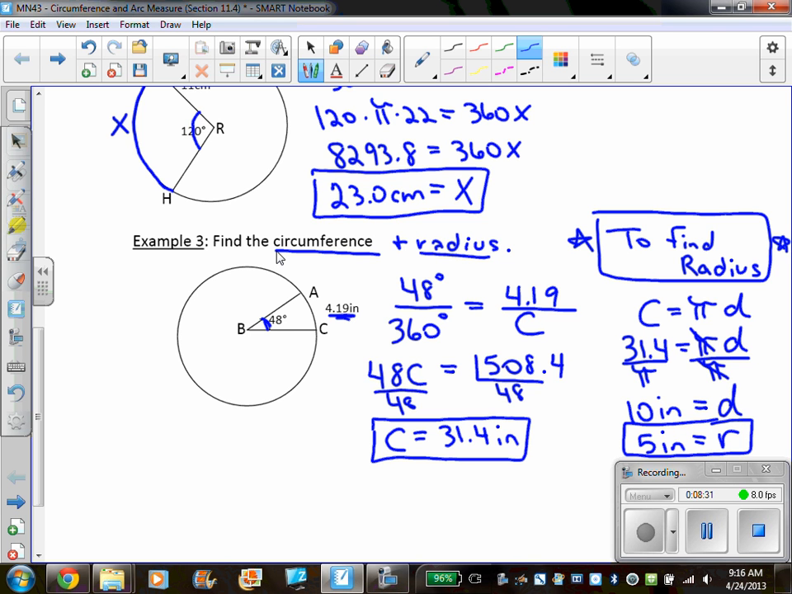Okay, so again, the whole method for finding arc length is using proportional reasoning. We're using your arc measure over 360 degrees equals your arc length over the circumference. And it's just doing parts out of wholes, cross-multiplying, and solving it.